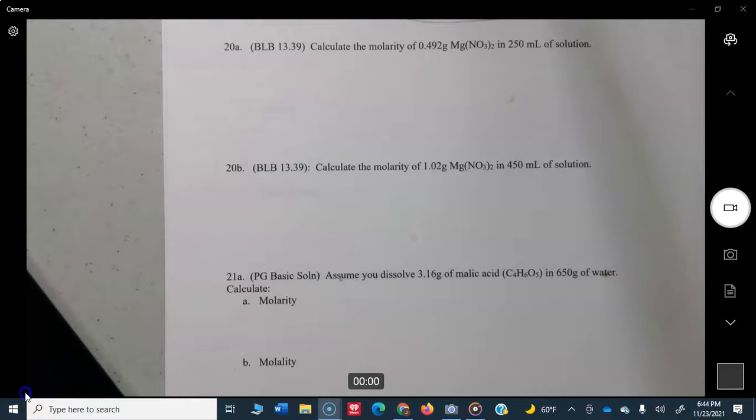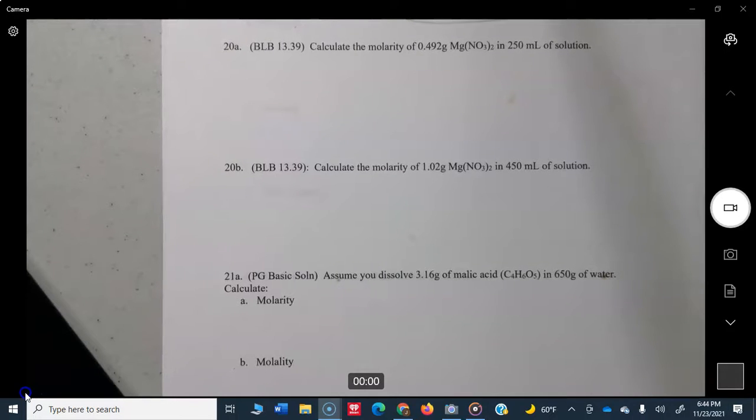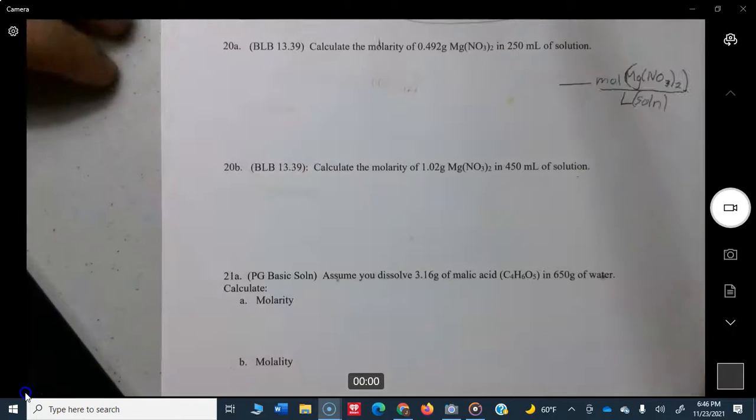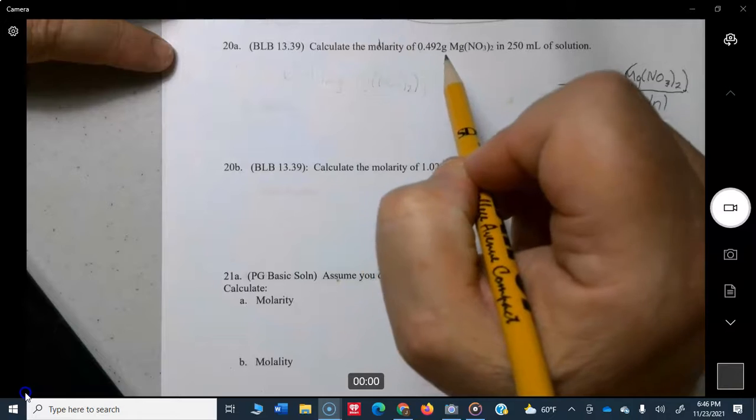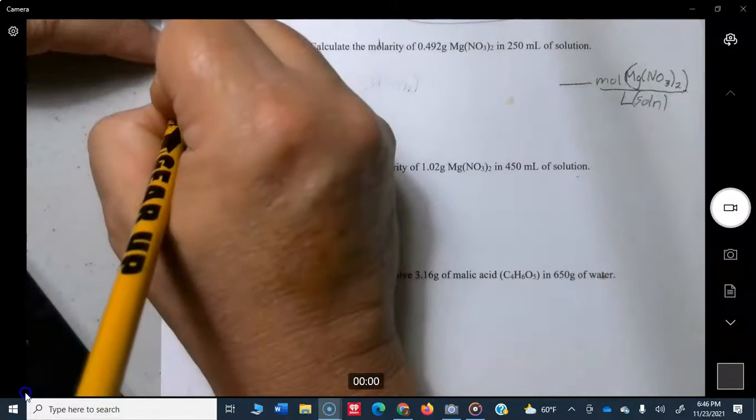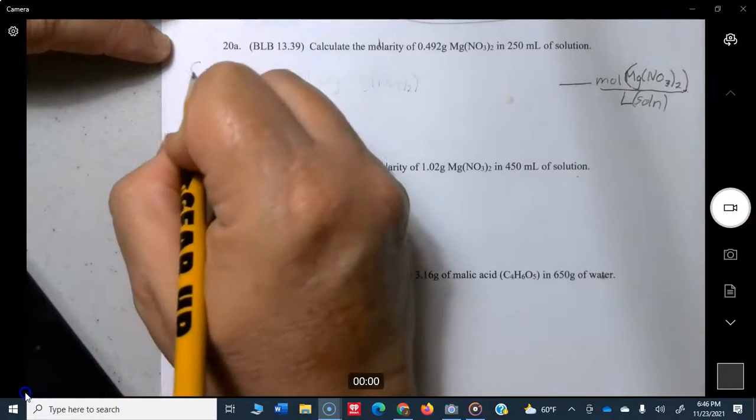AP Chemistry. This is part 5 of the Thanksgiving midterm assignment answers video, and we're going to continue with problem 20A. Calculate the molarity of 0.492 grams of magnesium nitrate in 250 milliliters of solution. Okay, so it's 0.492 grams. I'm going to start way over here.